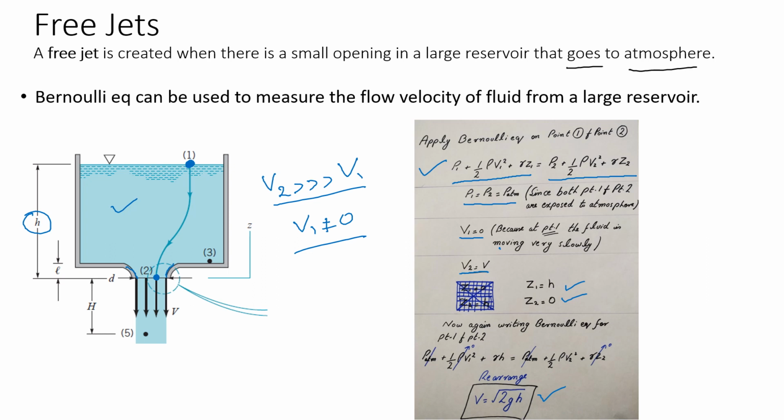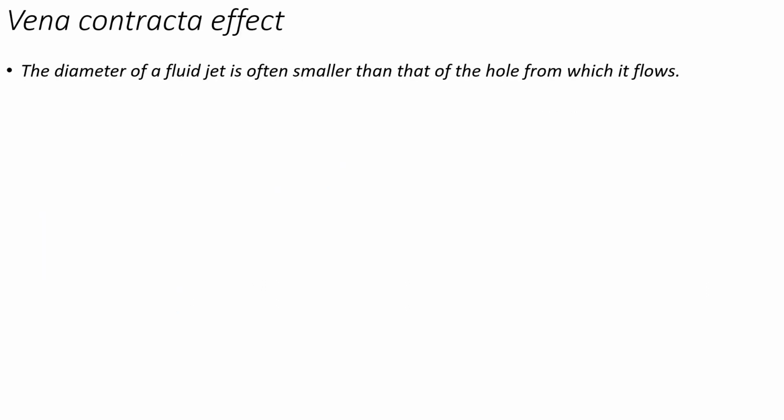And this is the same formula used when we want to find the velocity of a rigid body in free fall in our atmosphere. So the same velocity, v is equal to the square root of 2gh, is used to find the velocity of a free falling object. This is the first application of the Bernoulli equation, using it to find the velocity of a free jet.